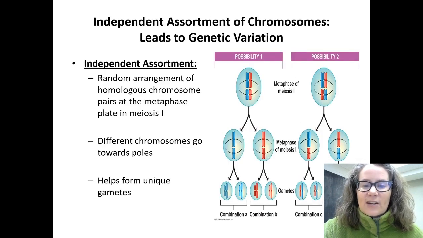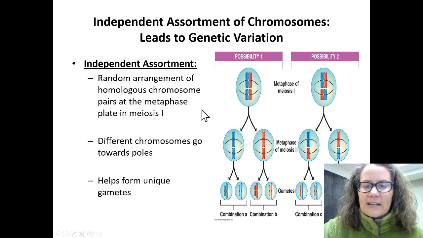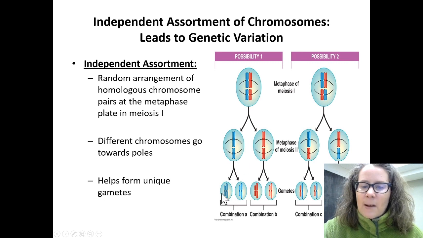We also get genetic variation from random assortment and arrangement of chromosomes on the metaphase plate. Look over here at these possibilities. You could have it where all the paternal blue are mostly on one side, and this will sort into mostly the blue chromosomes in your sperm and eggs, or the red in sperm and eggs, about half and half. Or you could have possibility 2 where you have them mixed up and then you get combinations of blue and red in each of your sperm and eggs. So how these chromosomes actually line up at metaphase in the middle of the cell makes a difference and gives us some unique gamete possibilities.